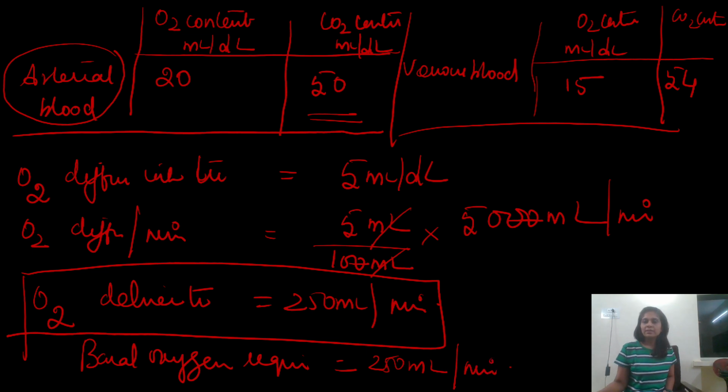Why should you know this number? To set up a ventilator. If you are setting up a ventilator, the person is ideally at rest, right? In that case, you should see to it that your ventilator setup supplies 250 ml of oxygen per minute.